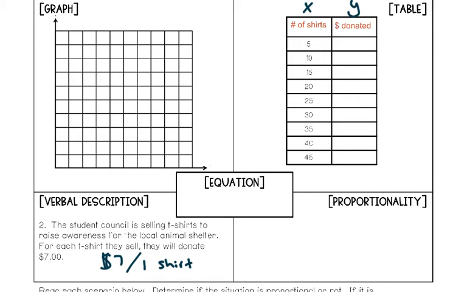And again, if you weren't sure which one was X or Y, you could also look back at this rate here. It's always Y divided by X to give us our unit rate. So Y divided by X. Y is on top and Y is dollars.